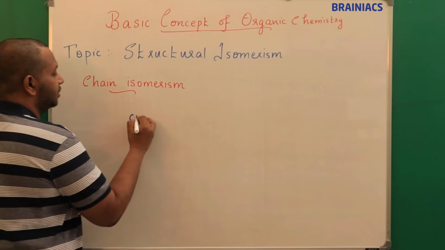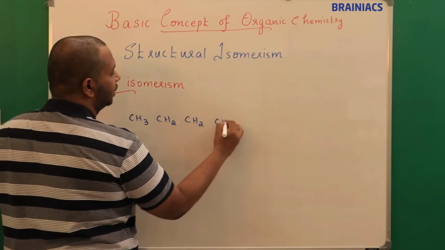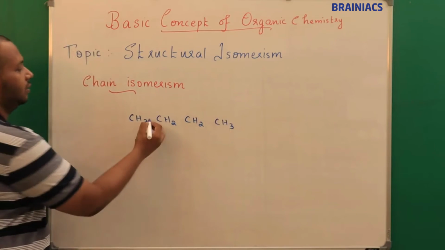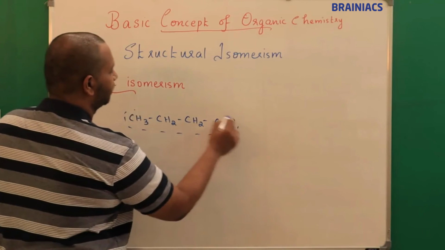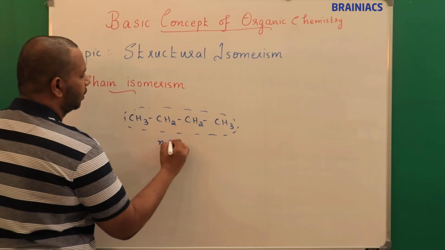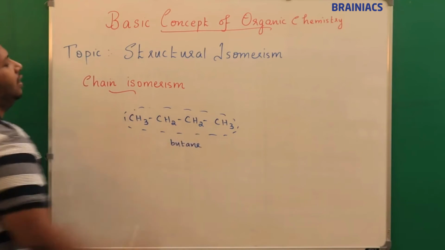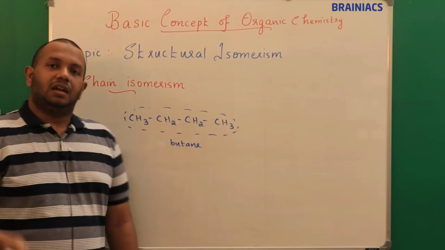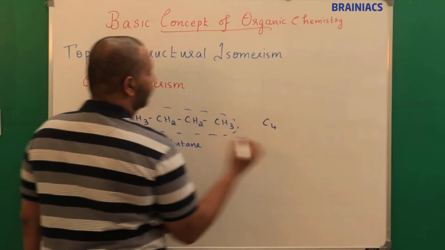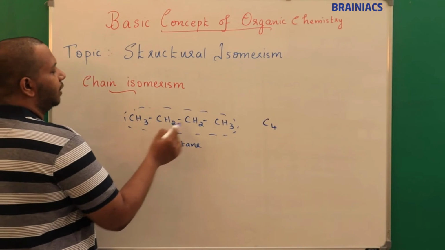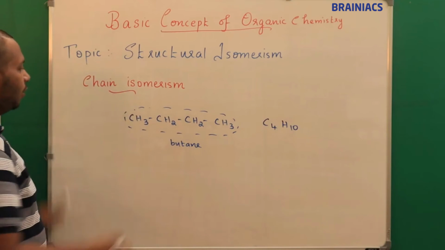So CH3, CH2, CH2, CH3. This is butane. Now I know how you name this one. You will take this as the principal carbon chain and you will name this as normal butane or butane. Normal you don't need to add, then it becomes the common name. It becomes butane. Now what is the formula of this one? How many carbon atoms are there? 4 carbon. So this is C4. How many hydrogen? 3 plus 2 is 5, 5 plus 2 is 7, plus 3 is 10. C4H10. Correct? Now let me draw another compound.